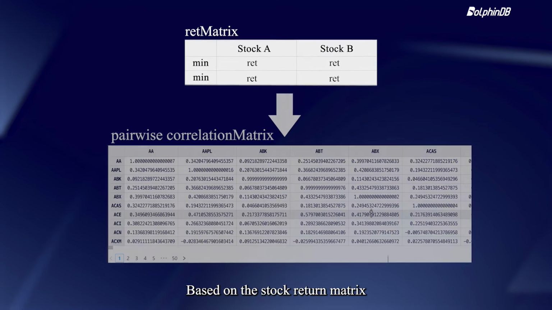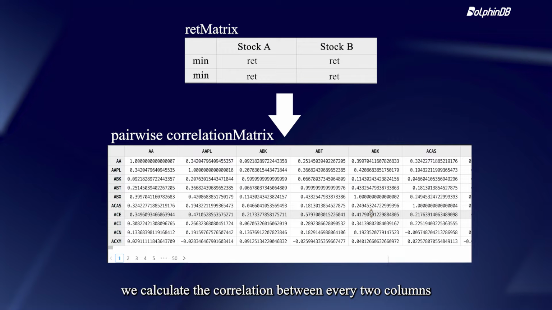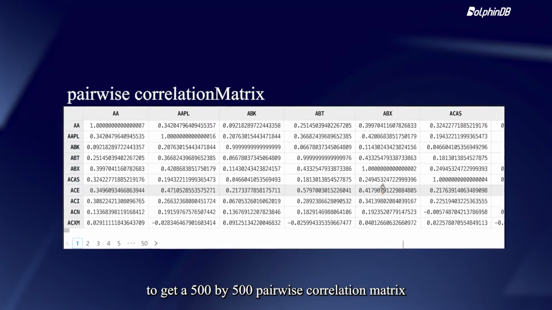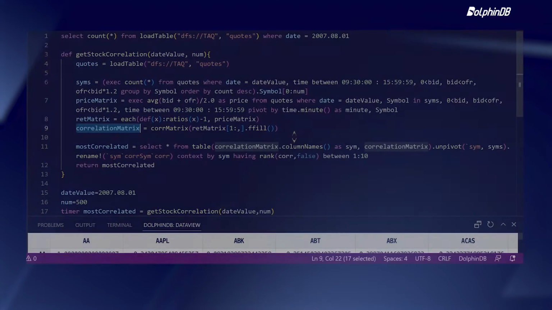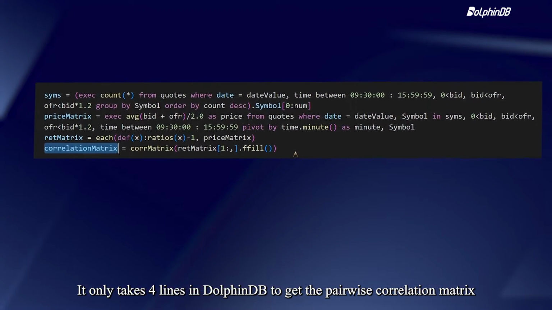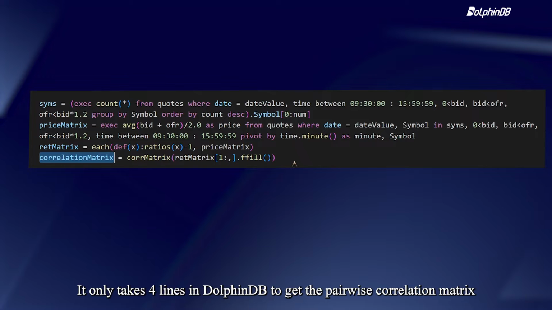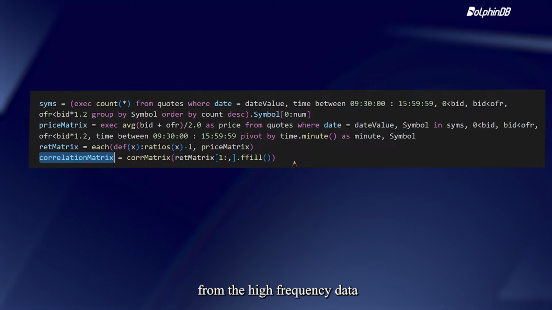Based on the stock return matrix, we calculate the correlation between every two columns to get a 500 by 500 pairwise correlation matrix. It only takes 4 lines in DolphinDB to get the pairwise correlation matrix from the high-frequency data.